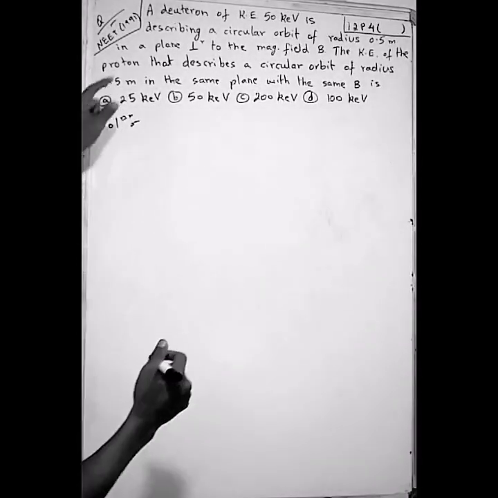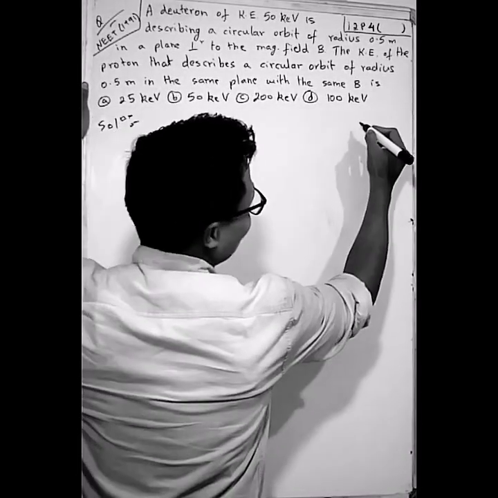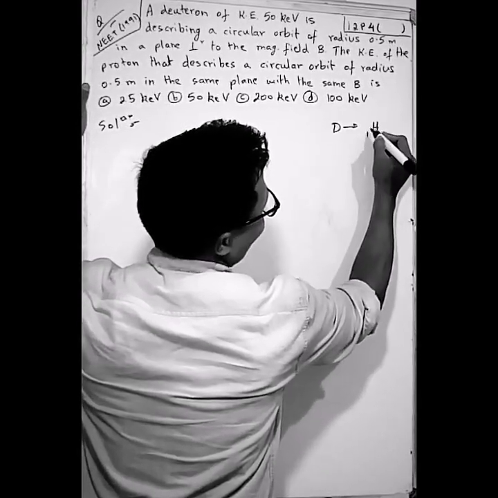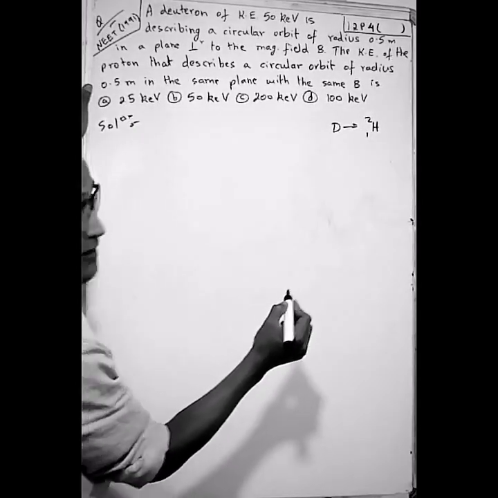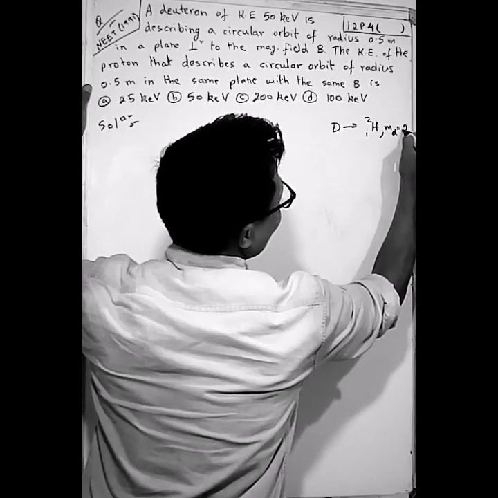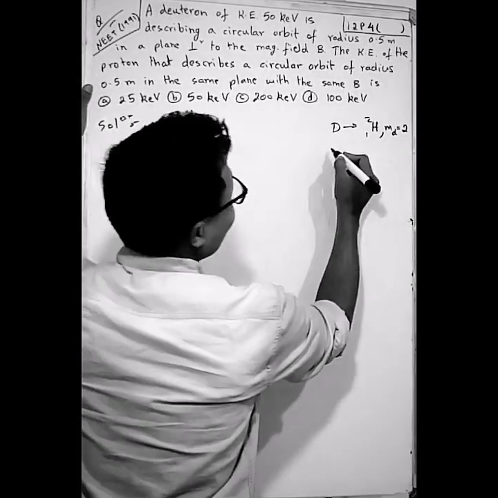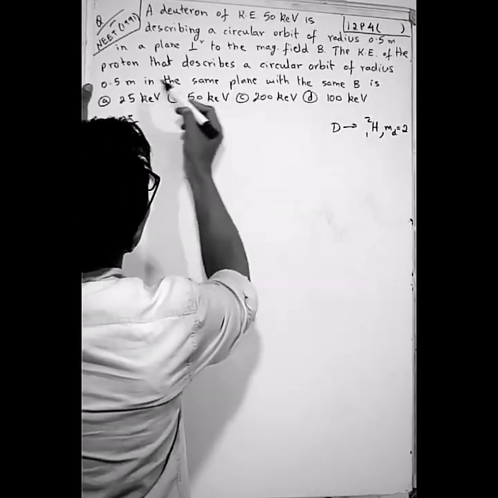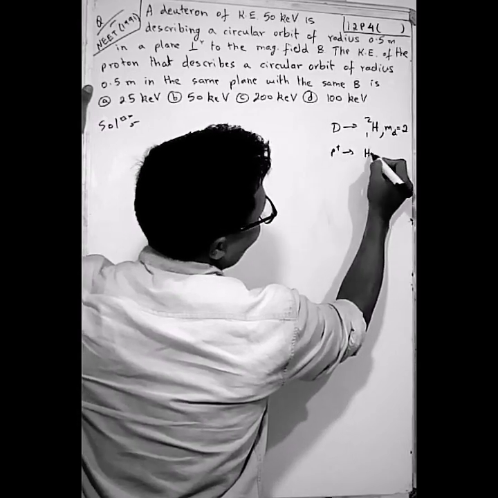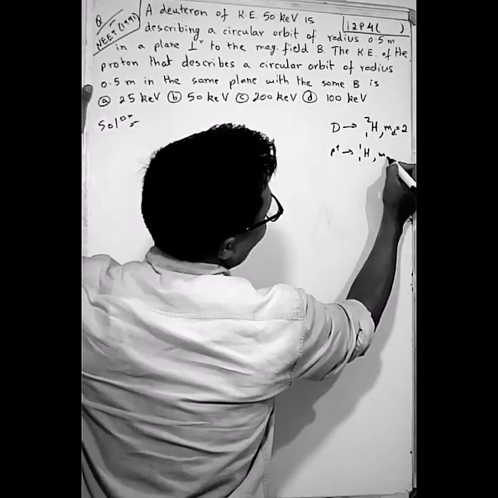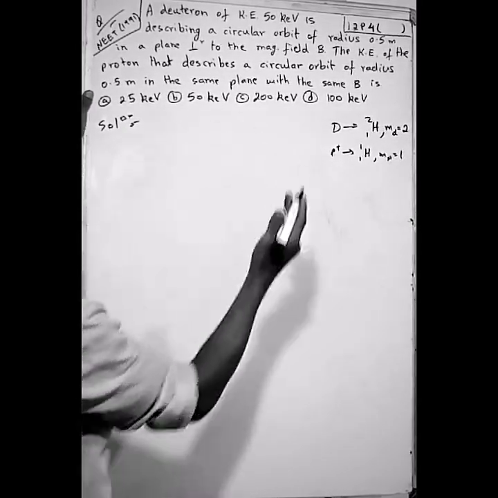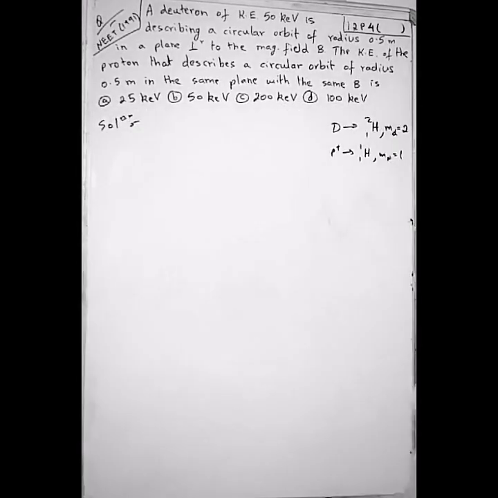Okay, let's see. A deuteron, H12, right? We have here M deuteron equal to 2. And the second particle is a proton, H11. M of proton is 1, right? So tell me what formula we're going to use from there.